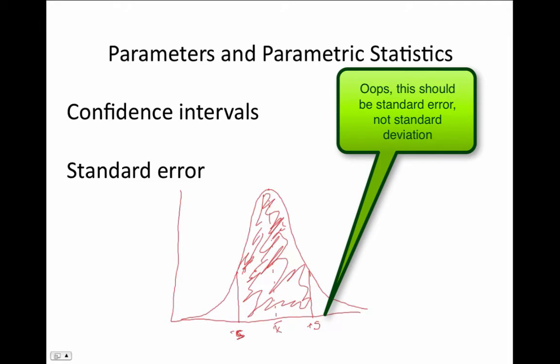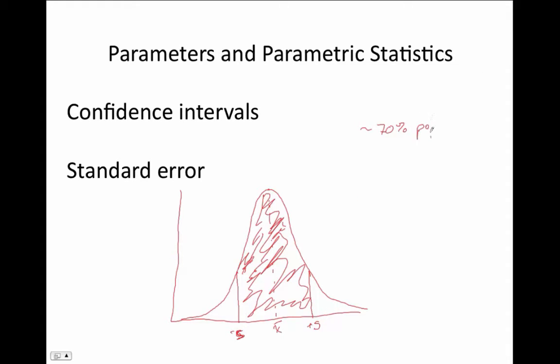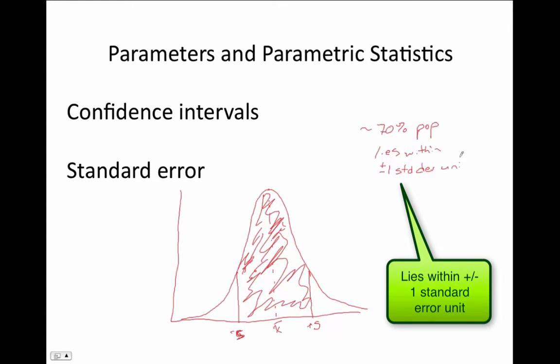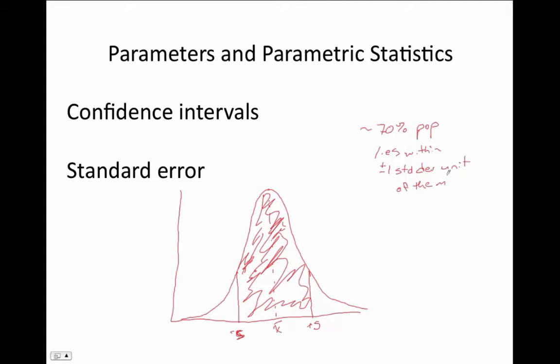Okay, so again, about 70% of the population lies within, oh, my handwriting's getting awful, plus or minus 1 standard deviation of the mean. Okay.